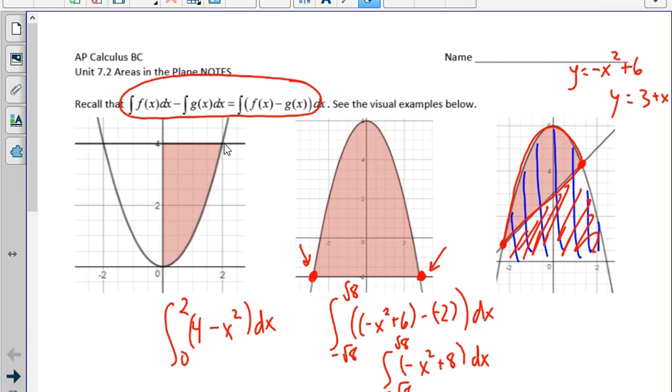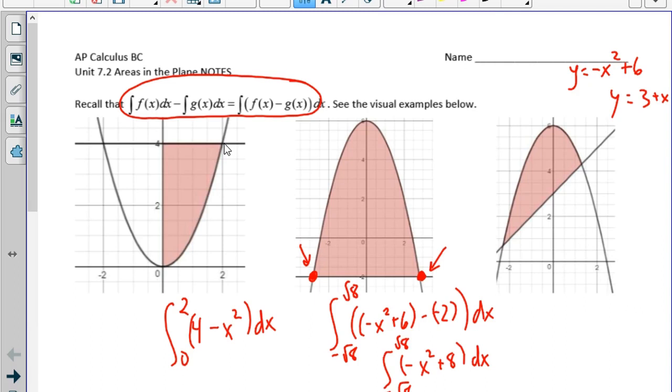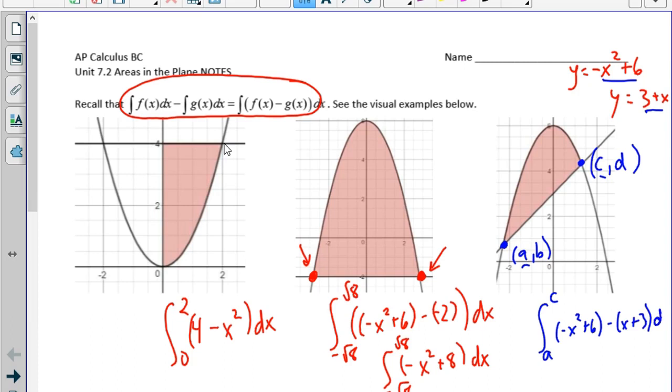But now what we can do is just take the integral of the top curve minus the bottom curve. I'm going to call this point A comma B and this point C comma D. If we were actually doing this for sure, you would have to actually find those values. But I can take the integral from A to C of those two things, and I'm going to take the top curve, which is negative x squared plus 6, and subtract the bottom curve, which is x plus 3.